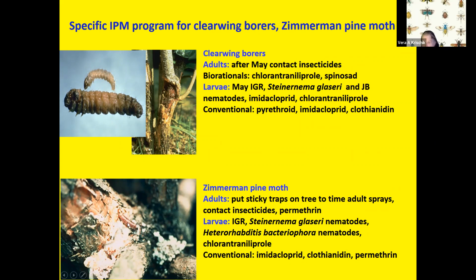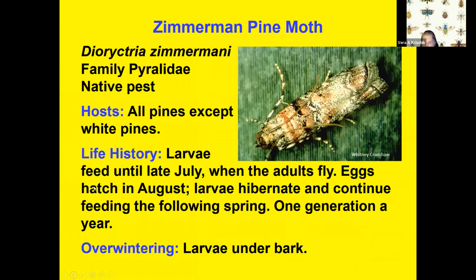And I would only know the difference because the clearwing borers like to be down by the trunk. Sometimes they go up on the higher branches, but the Zimmerman pine moth, most of the time they're on the higher branches. And again, you can put sticky traps. You can try to spray permethrin on the bark, but nematodes would work the best for them. They are very difficult to control.